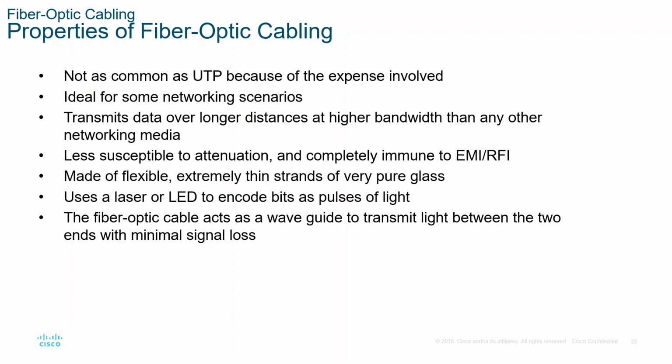UTP cable or copper cable can carry a signal up to 100 meters. Fiber optic can carry a signal up to 1000 meters. Okay. And fiber optic uses light pulses, as opposed to electrical pulses used by copper cable.